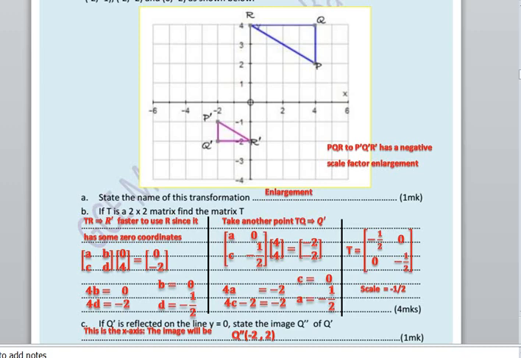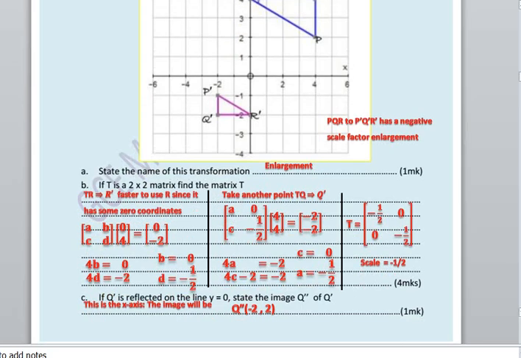Therefore, our transformation matrix T is actually given by minus a half, 0, 0, minus a half. Another student can give it as minus a half into 1, 0, 0, 1, where the scalar or the factor is minus a half, indicating a reduction.